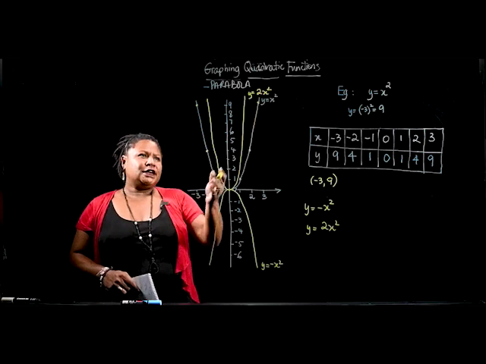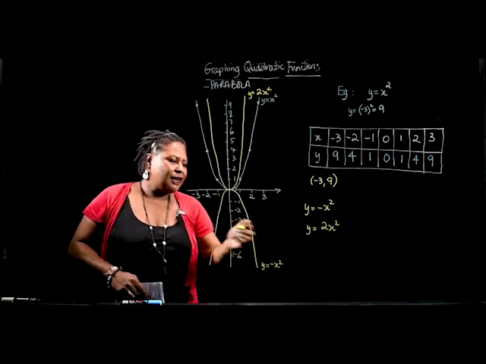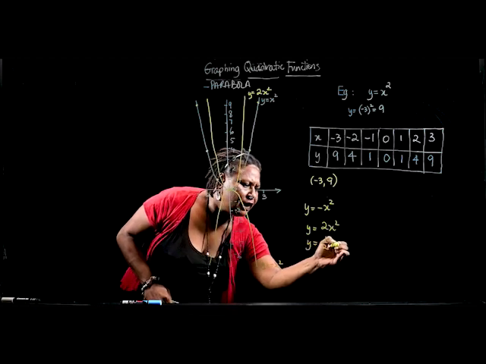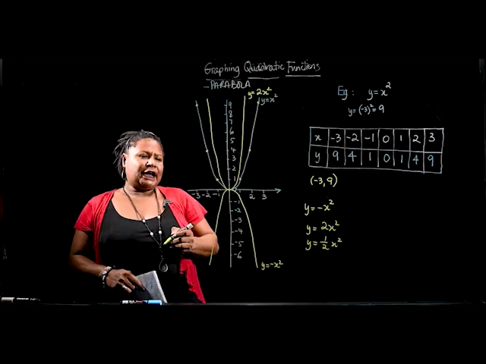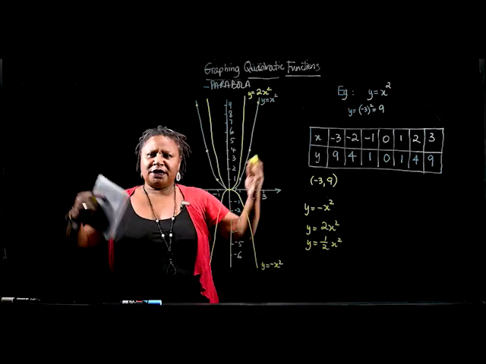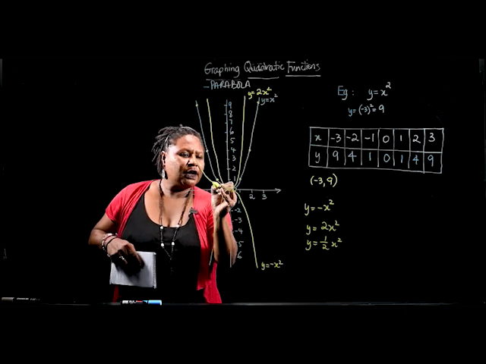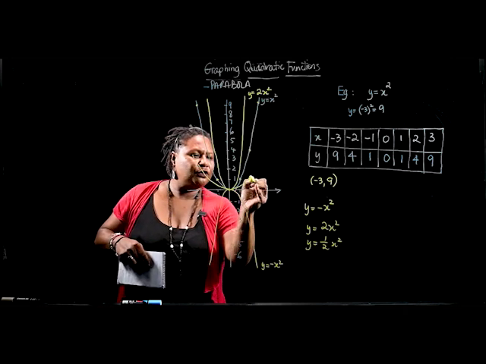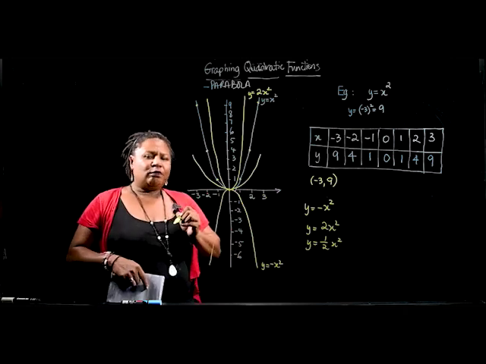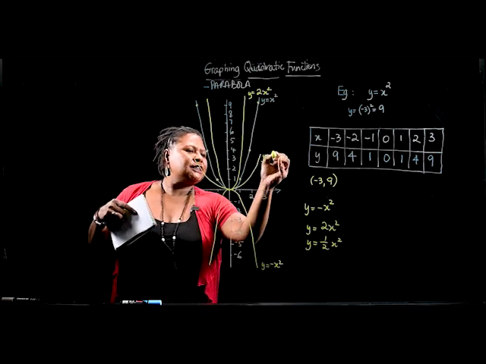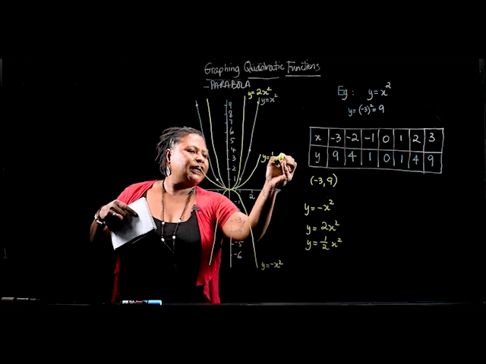However, if that coefficient is less than 1, this time the graph is going to be wider. It will come through the origin again, but it will be a wider graph. So y is equal to half x squared.